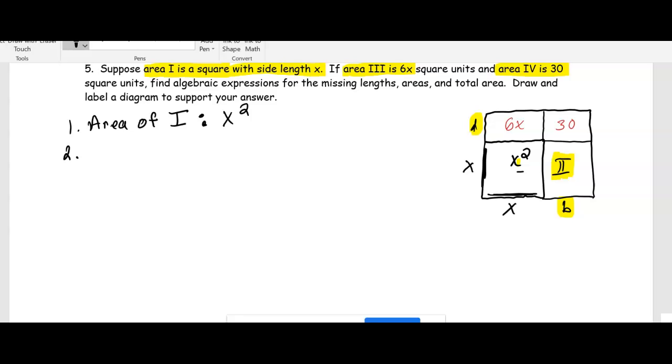All right, number 2. The next thing I want you to do is tell me what you think the little d is equal to. So here's the little d. What would d have to be equivalent to?